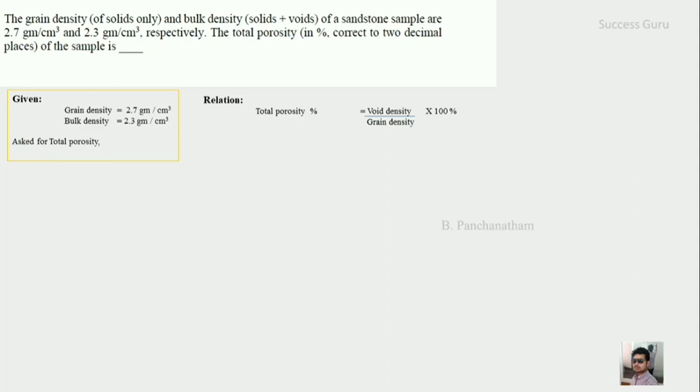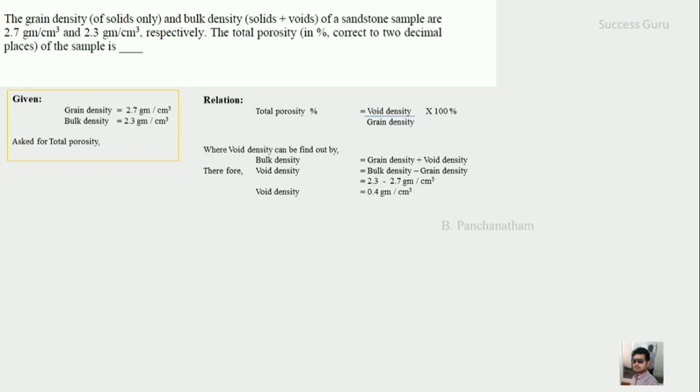So to find the void density, we can use this simple formula, that is bulk density is equal to grain density plus void density. And this they have given in the question itself, so we don't have to think a lot, right? Just by substituting the values, we can get the void density. That is 2.3 minus 2.7, answer is 0.4. And remember, density doesn't have any negative value, so we don't have to mention minus or plus in front of it.